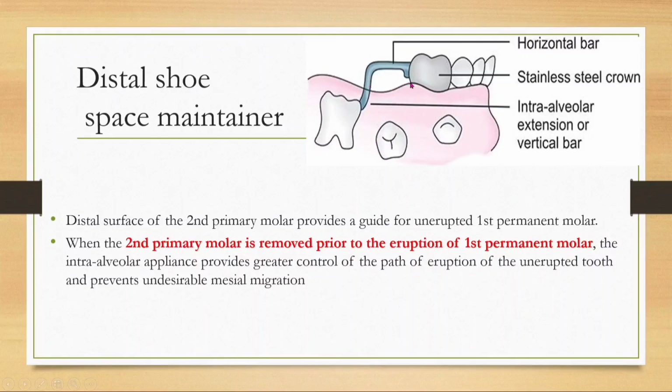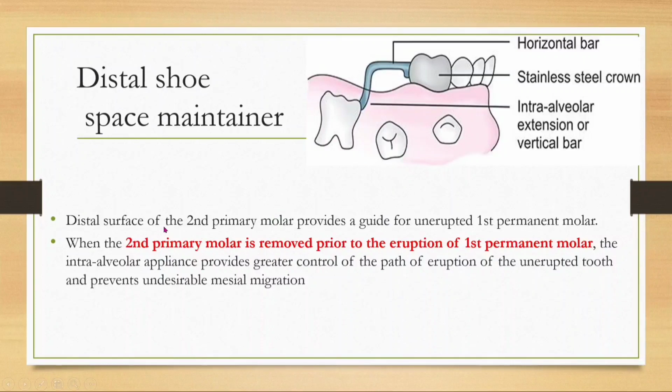So this space has to be maintained for the eruption of premolars, because this D and E will be replaced by the first premolar and second premolar, and this molar should be at this level. If this space is not maintained, this molar will eventually be here and there will not be any space for premolars.